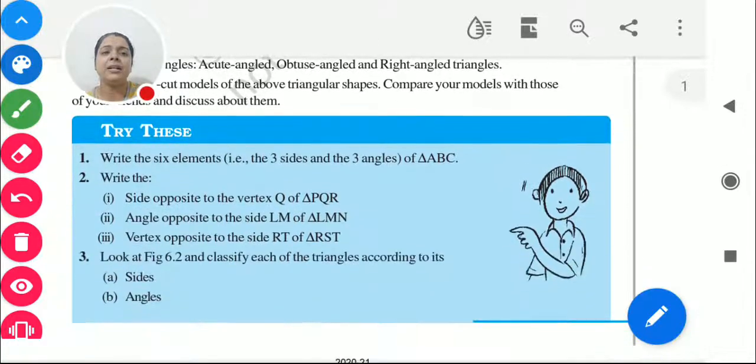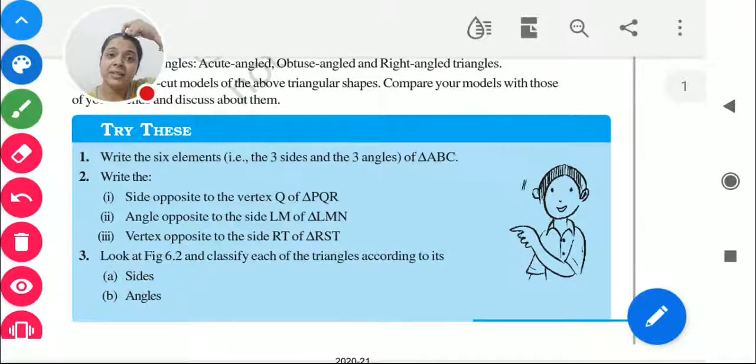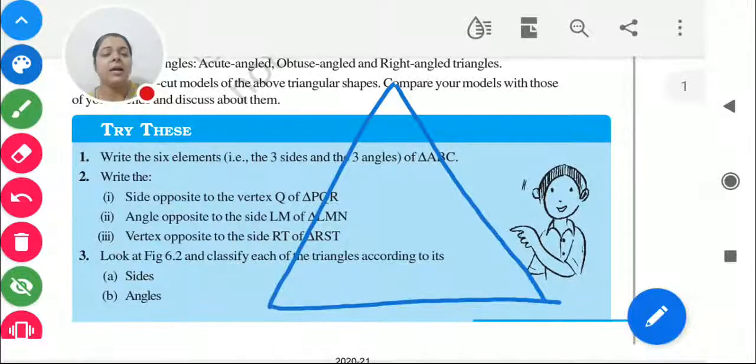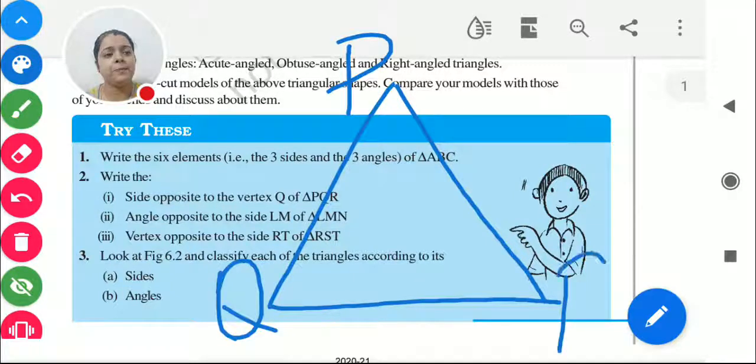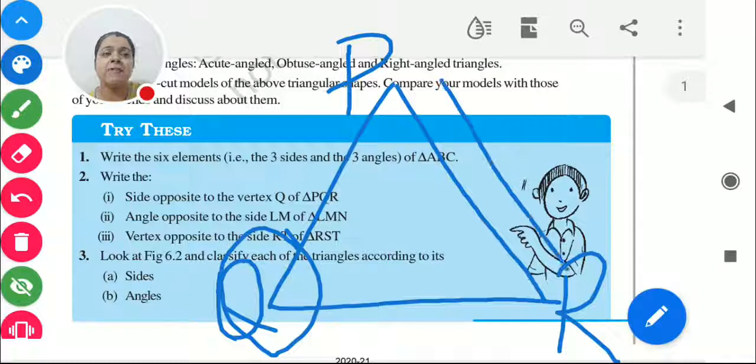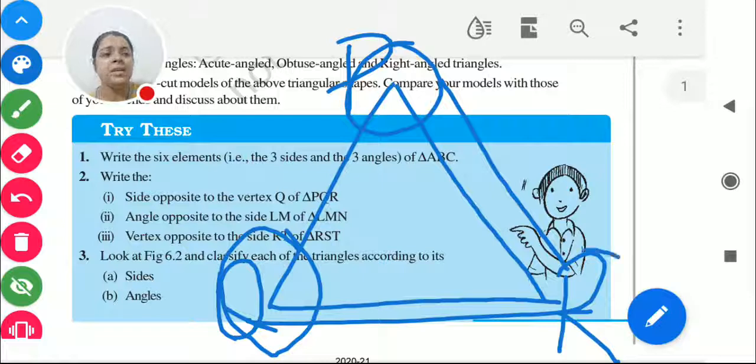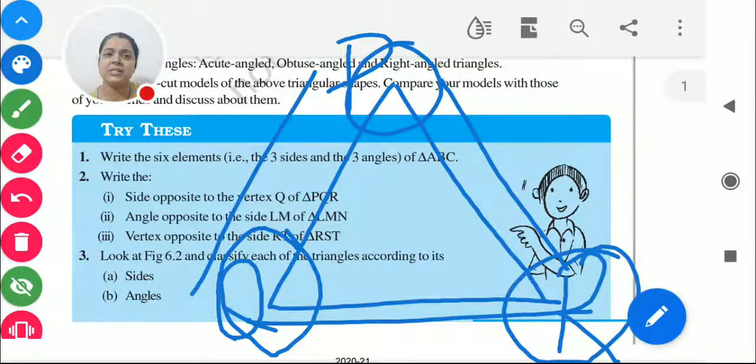Now we are coming to the Try These. Let's go for the Try This. The question comes like this. This is a triangle, and what you have to write down is the opposite side of vertex P, Q, R. I am telling you that you know the angles and the sides. Now the matter comes: this is Q, what is its opposite side? PR will be its opposite side. Here is P, QR is its opposite side. Here is R, and PQ is its opposite side, right?